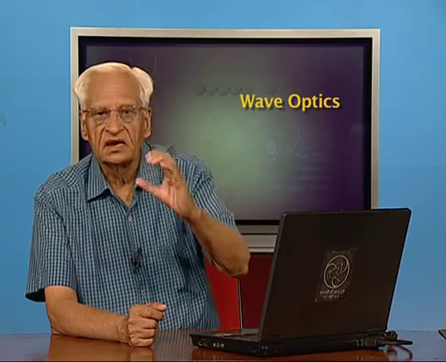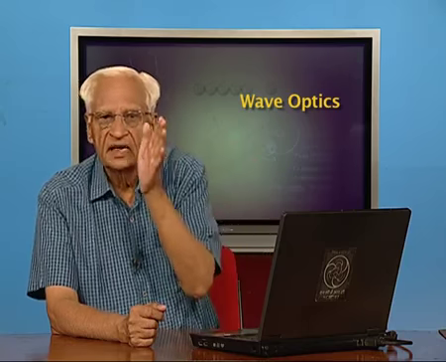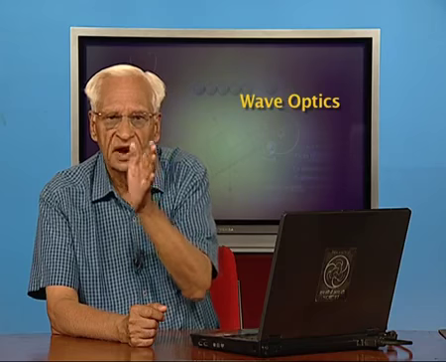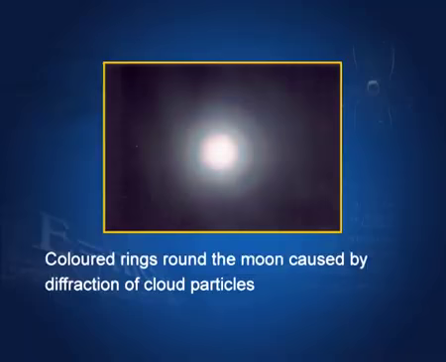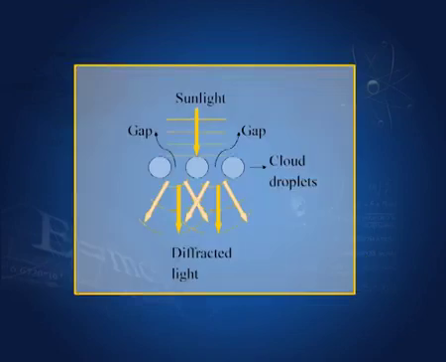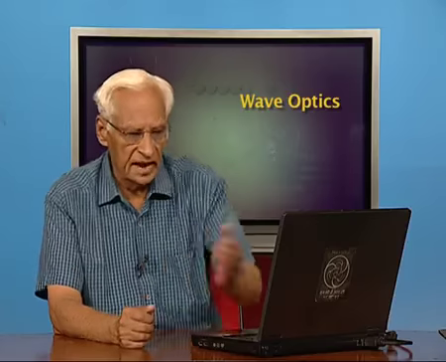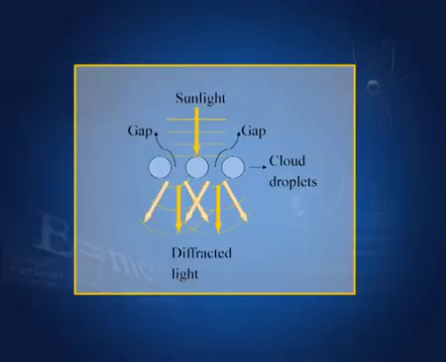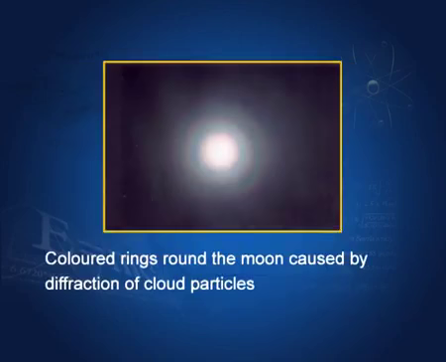You see, when the sun or the moon is behind thin clouds, then you see colored rings around these bodies. What is happening is that the gap between the cloud droplets is of the order of the wavelength of light, and therefore, when the light passes through these gaps, or in fact several gaps, there is a diffraction of light, and these rings are due to the diffraction of light.